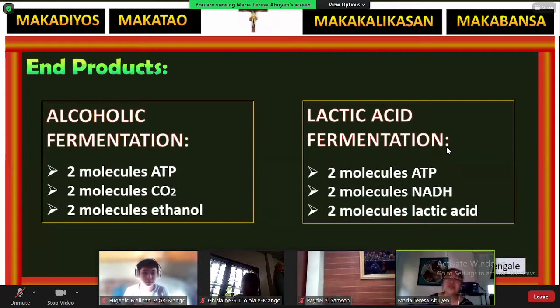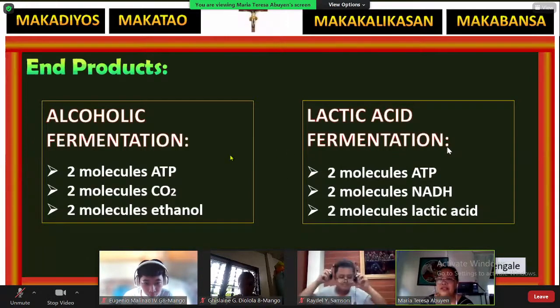Okay, so these are the end products in alcoholic fermentation: 2 molecules of ATP from glycolysis, 2 molecules of carbon dioxide and 2 molecules of ethanol. In lactic acid fermentation, it is also able to produce 2 molecules of ATP. Remember that glycolysis is the first part of fermentation, which is where ATP comes from. So, lactic acid fermentation will also produce 2 molecules of NADH and 2 molecules of lactic acid. Okay, questions?